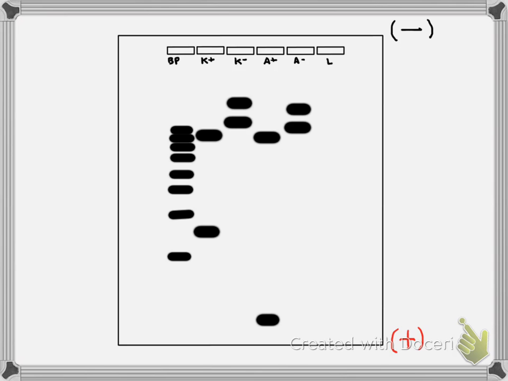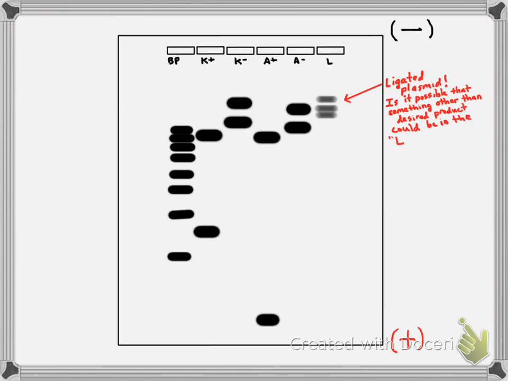Okay, and then when we add the tube that contains everything that we added the ligase to, we end up with something like this. So there's our ligated plasmid, and remember that we've got all those chunks that we've digested floating around, so we can get all kinds of combinations of things, and it's possible that something else, besides what we were hoping for, or in addition to what we're hoping for, could end up in that lane and in that tube. So that's pretty much it.